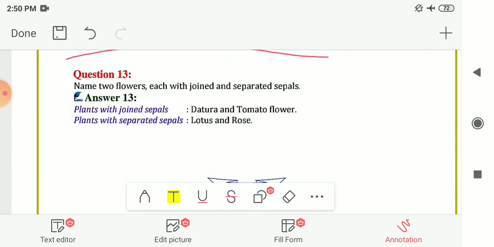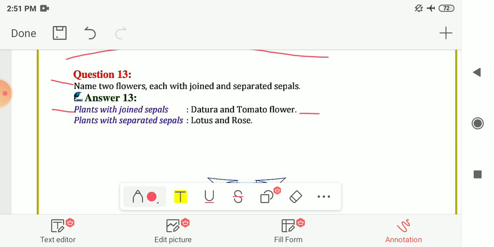Next is question number 13. Name two flowers, each with joined and separated sepals. Examples of the flower which has joined sepals and separated sepals. The first one in that is plants with joined sepals. So such kind of plants are datura and tomato. Datura and tomato flower has the joined sepals.